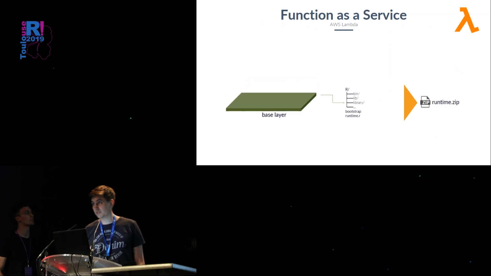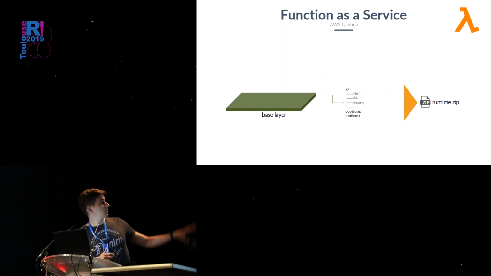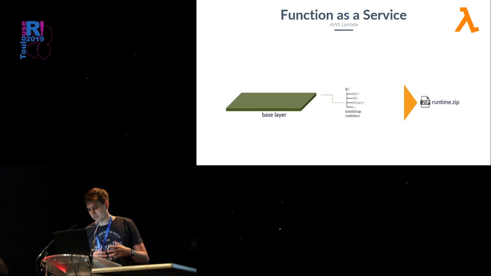Okay, so the first option we looked at is called AWS Lambda. It's the functions as a service by Amazon, and R is not being one of the few supported languages. However, Amazon gives you the possibility to upload your own custom runtime, and this is exactly what we did. So on the left, you will see something that we call a base layer. It's nothing but a zip file, including an entire R installation.